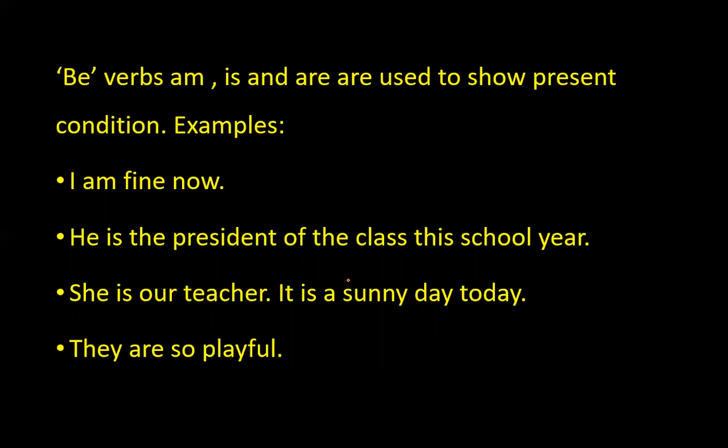Okay. Guys, this is a different sentence. I forgot to separate them. So, again, the be verbs am, is, and are are used to show present conditions, or the things that are currently happening or happening right now.